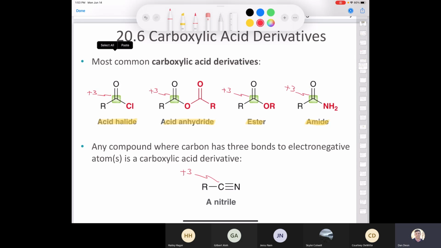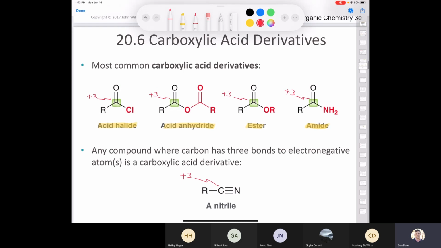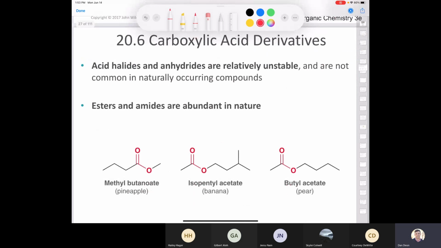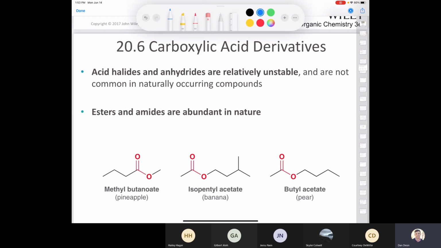So we're going to go through all of these different derivatives, but in case you're wondering where you would find some of these derivatives in nature, some are more common than others. Acid halides and anhydrides are pretty unstable. They're very reactive, so they make great fodder for talk when we get into reactions. Because they're so reactive, there are lots of cool reactions they can do, but they're not really common in naturally occurring compounds.